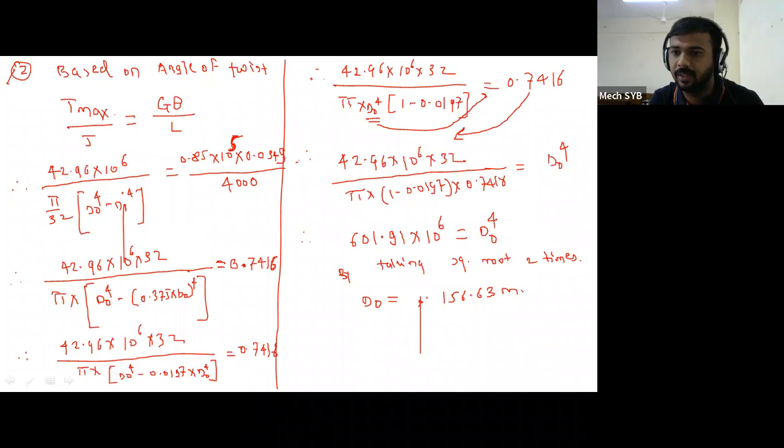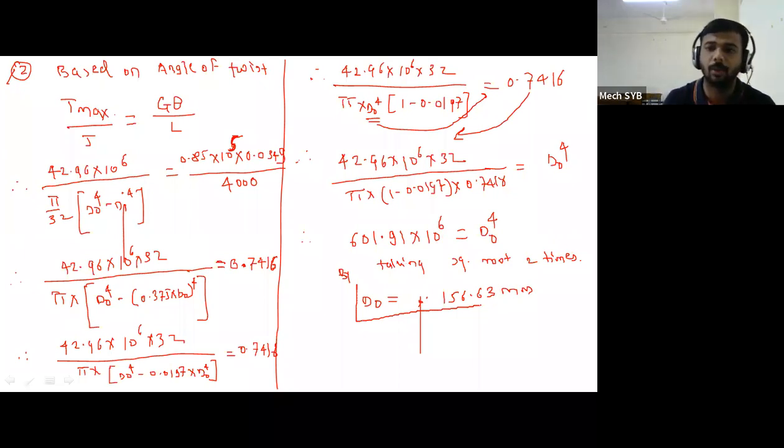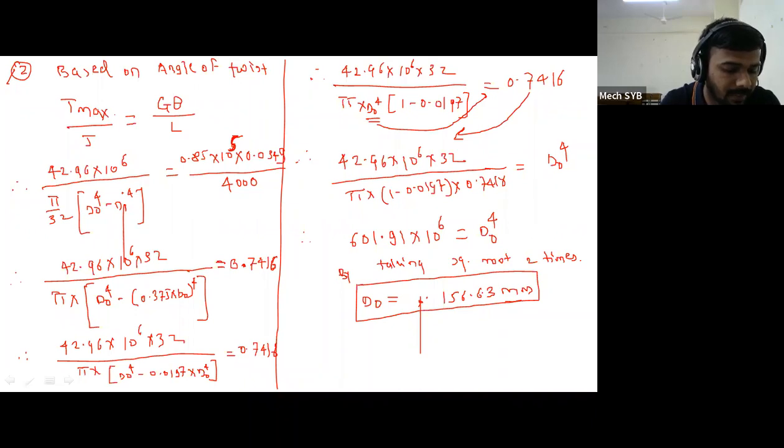156.63 mm. So this is the external diameter by using the angle of twist. Check your answers. Those who have calculated, send your answers in the chat box. 156.63 or 156.59, that variation is accepted.